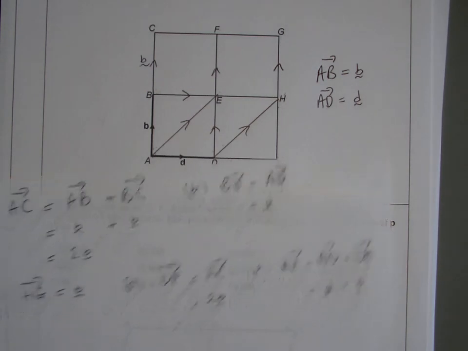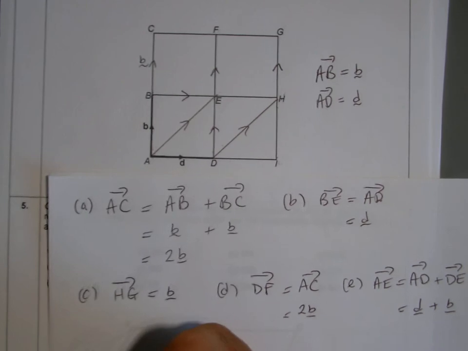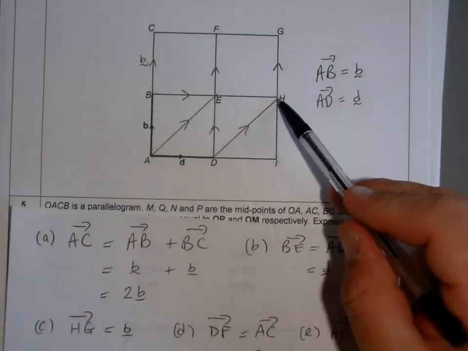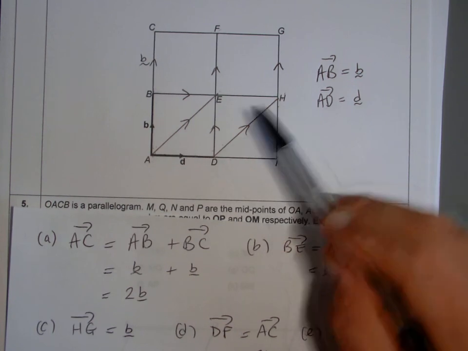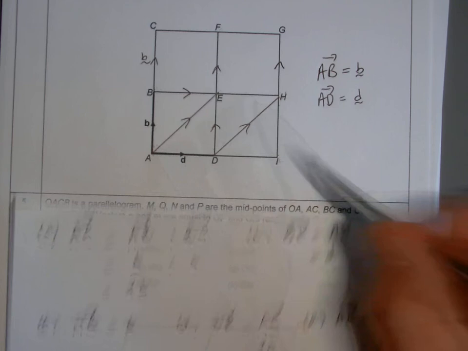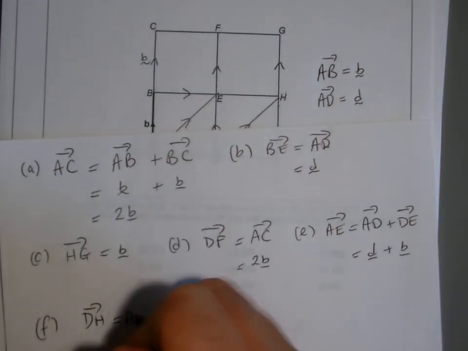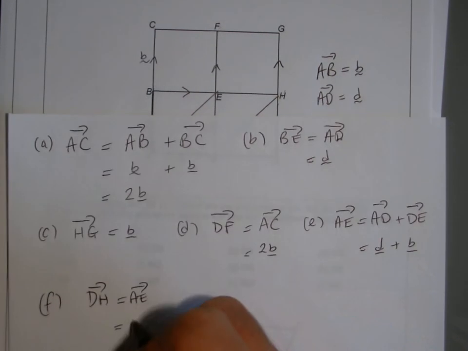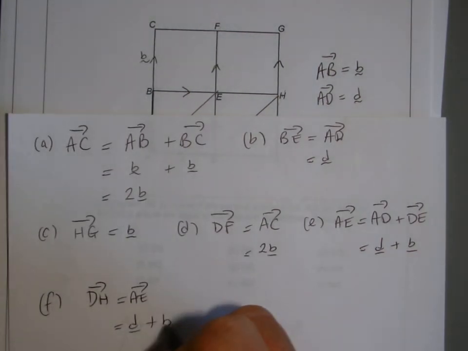So with F then, DH. Well, DH, if you notice, that diagonal there is the same as that diagonal there. So DH is the same as AE. So you can just say it's the same as that one, d plus b. Exactly the same.